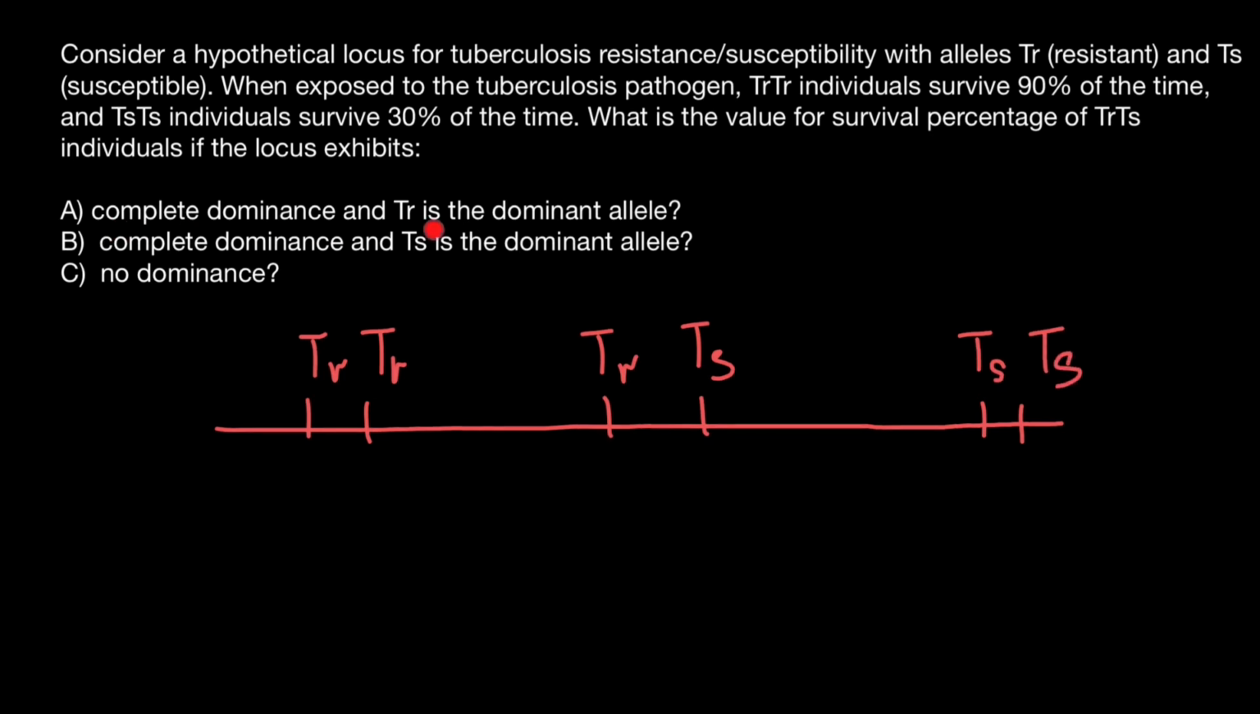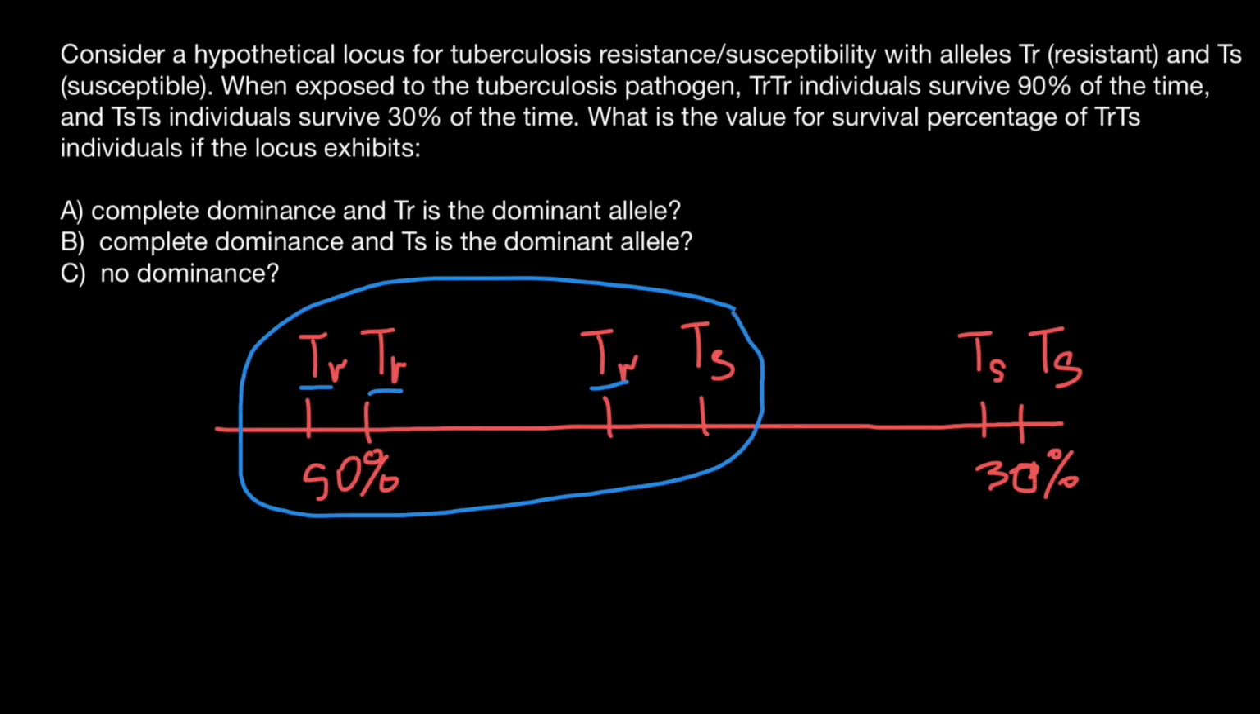So the first variant, complete dominance, where TR is the dominant allele. This genotype would produce 90% resistance. This one is going to produce 30% resistance. If the TR allele is completely dominant over the TS allele, then these two genotypes would make one phenotype. The heterozygous genotype would show the same phenotype as the homozygous TR genotype and would also be 90% resistant to tuberculosis. So the answer to the first question is going to be 90%.